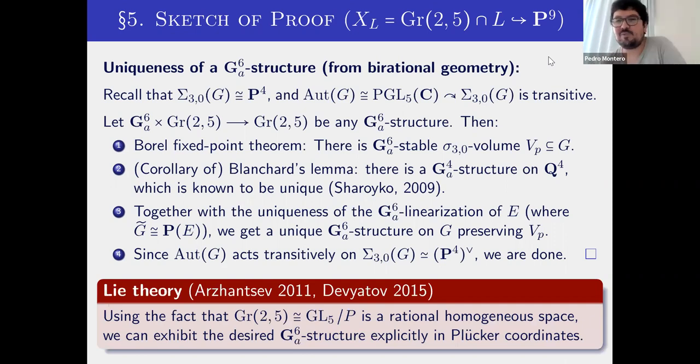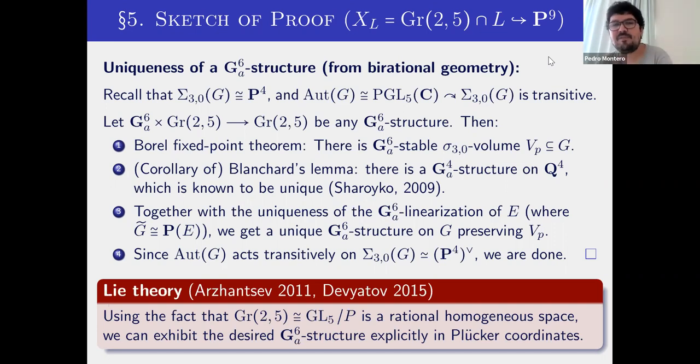As I told you, you can do all of this using Lie theory. This was done by Ivan and Deviatov. You can prove, first of all, the existence and the uniqueness. And actually, using this description of the Grassmannian as a rational homogeneous space, you can describe explicitly the action in Plücker coordinates by looking at the unipotent radical of the parabolic group P. It's very, very explicit using matrices. You can show the action.